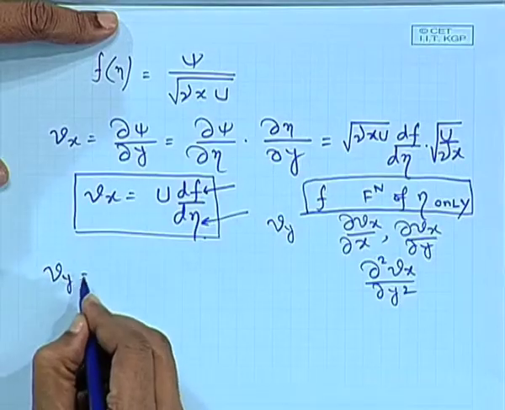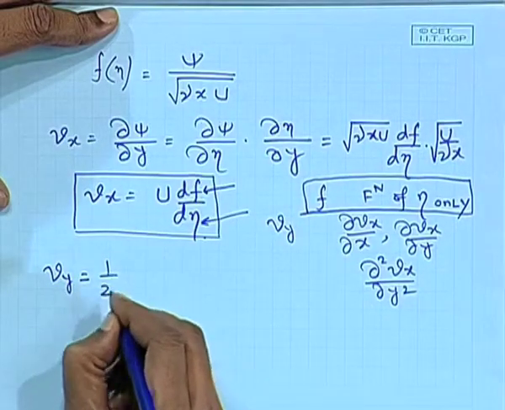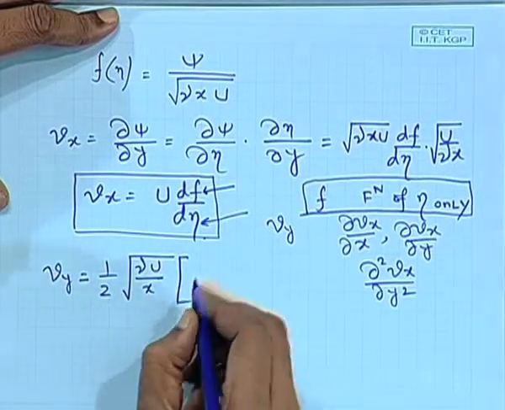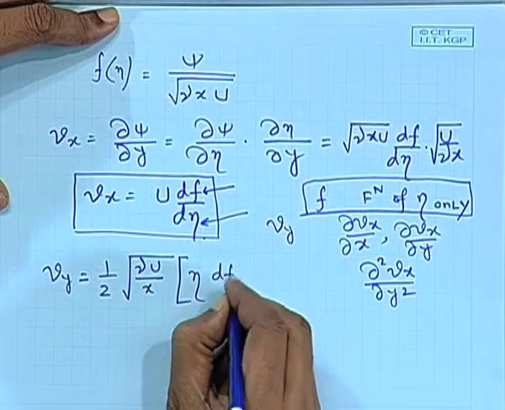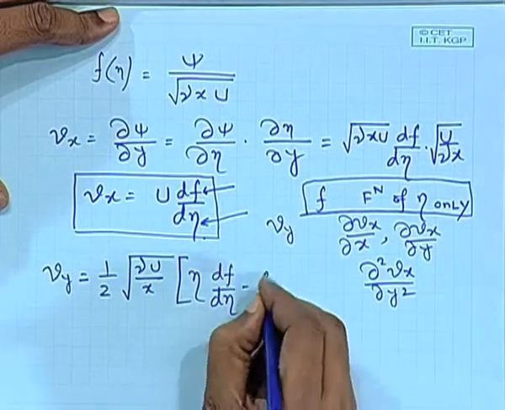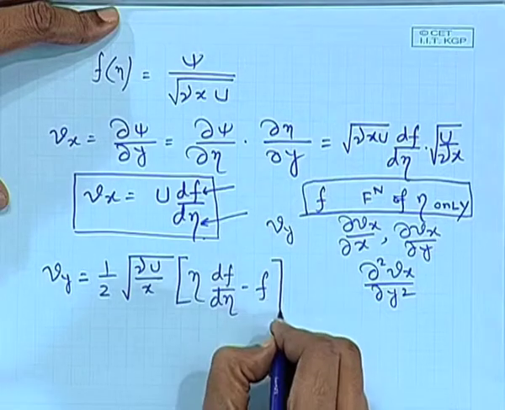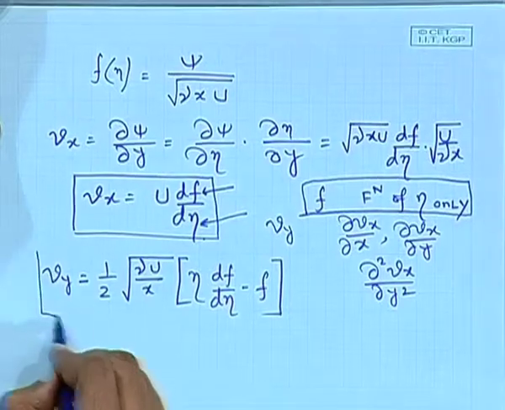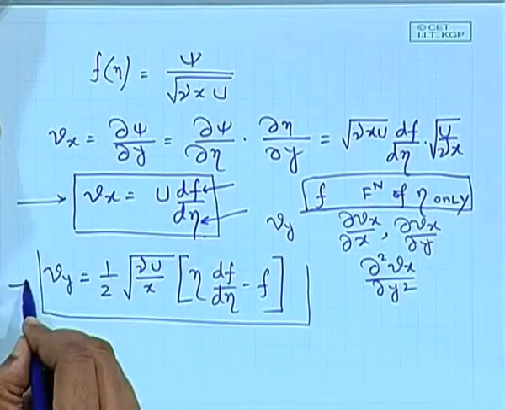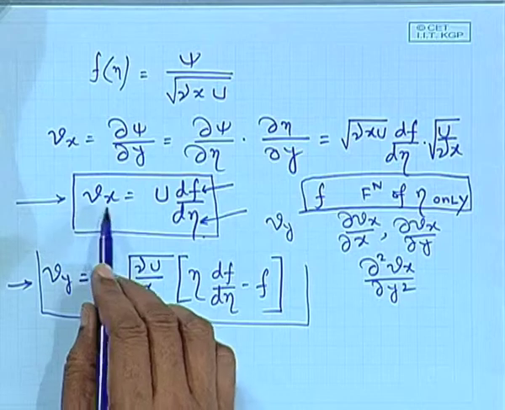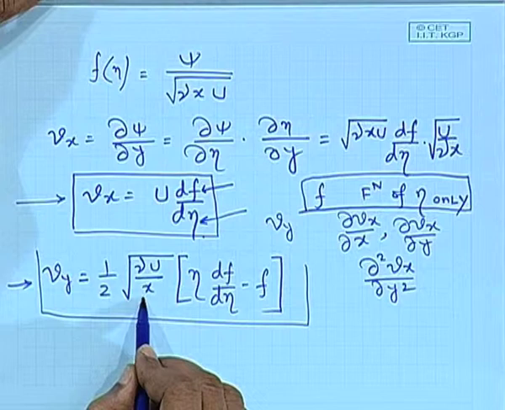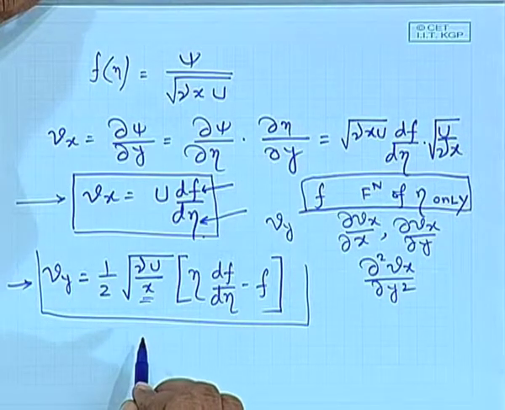I will only write the expression for Vy, which we will probably use later on. This is the expression for Vy, and this one is the expression for Vx. Now, if you can see, though the Vx expression does not contain any x or y, the Vy contains some x.